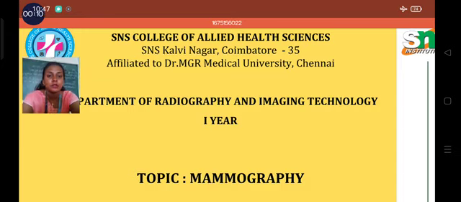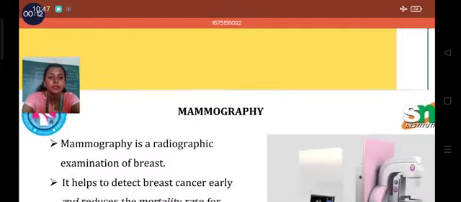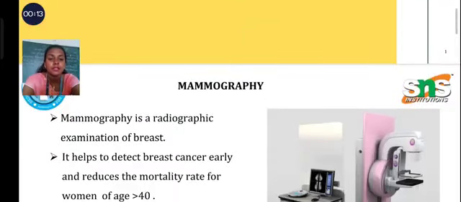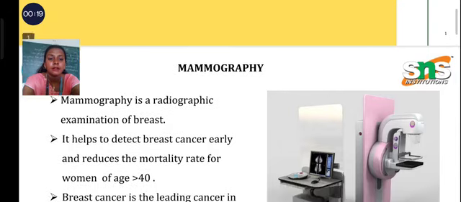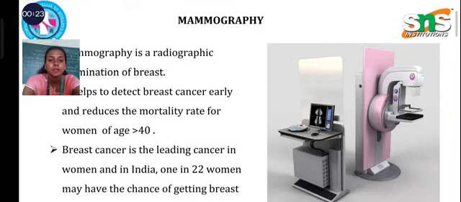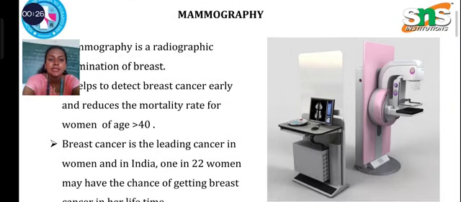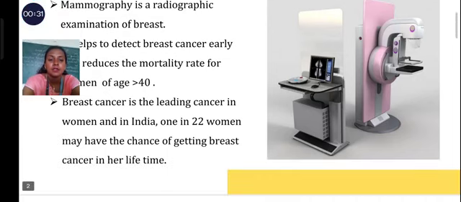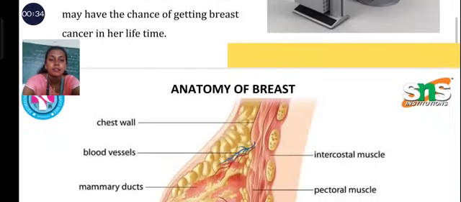I am going to discuss a topic about mammography. Mammography is a radiographic examination of the breast. It helps to detect breast cancer early and reduces the mortality rate for women above the age of 40. Breast cancer is the leading cancer in women, and in India, 1 in 22 women may have the chance of getting breast cancer in her lifetime.